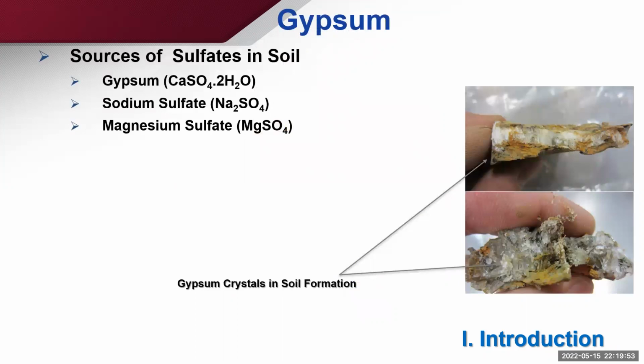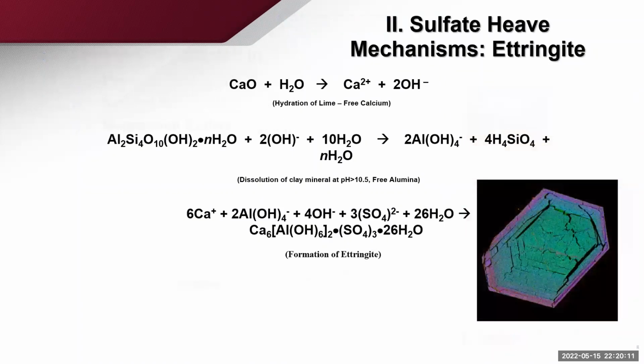So these are the types of sulfates. What you see on the right-hand side of the picture is gypsum, which is calcium sulfate. Then you have other sulfates, sodium and magnesium, which are more soluble than gypsum. If you look at this gypsum, it looks like crystals, they shine. They are the ones that, when you treat the soil with lime, you see the first reaction, hydration of lime, and you have free calcium ions.